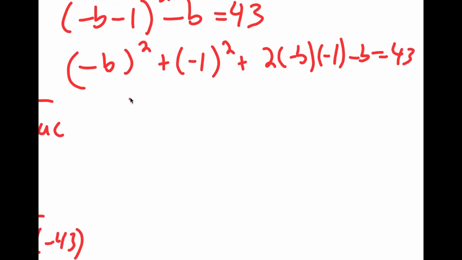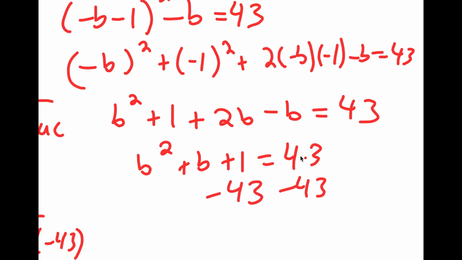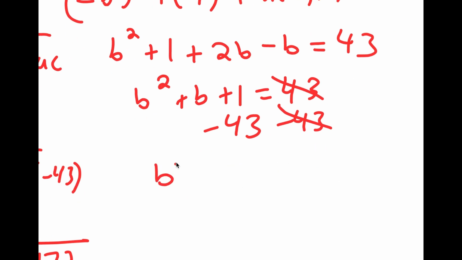Now negative b squared, that's simply equal to positive b squared. Negative 1 squared is just positive 1. Now I have this plus negative 2 times negative b is 2b. And we have this minus b is equal to 43. This equals b squared plus b plus 1 is equal to 43. Now if I subtract 43 on both sides, I get b squared plus b minus 42 is equal to 0.